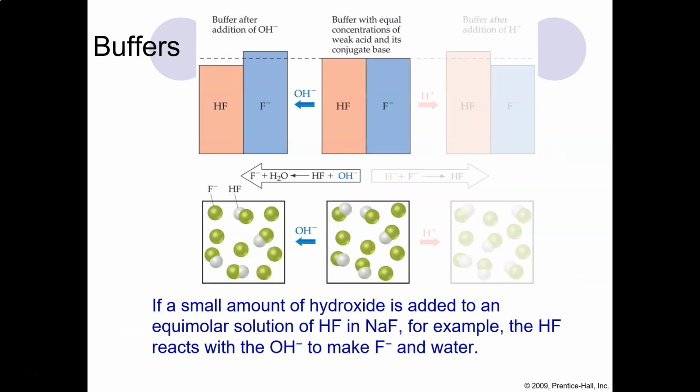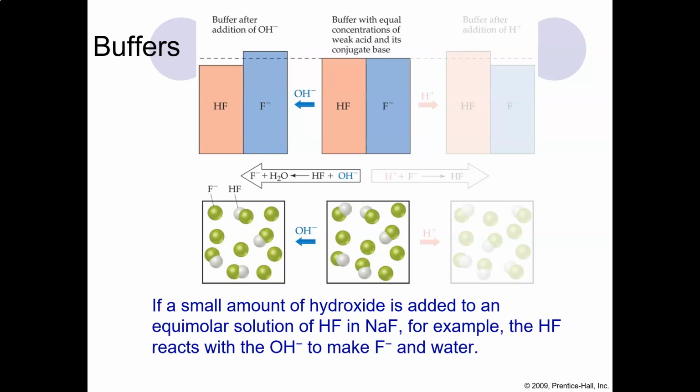We like that. Okay, so here's a picture that came with our textbook that is supposed to explain how a buffer works. So in this example, the buffer is hydrofluoric acid, a weak acid, mixed with fluoride, which would really be sodium fluoride because F minus by itself is not something we can have. But either way, it's a weak acid and its conjugate base.